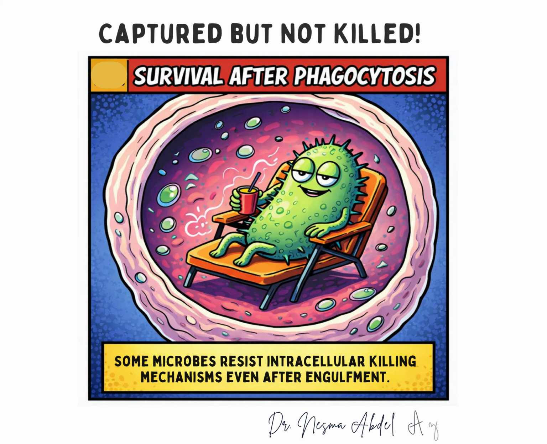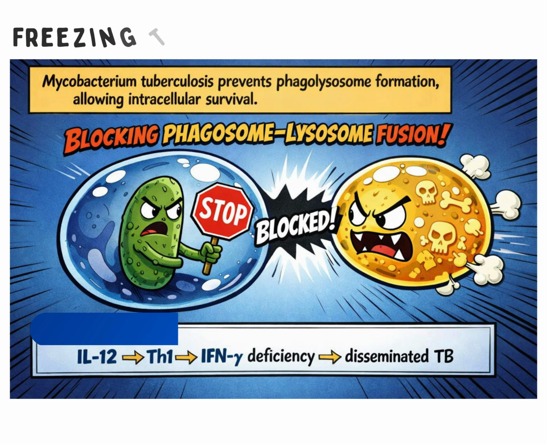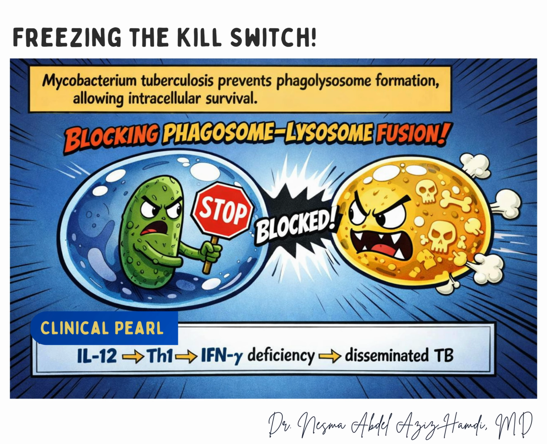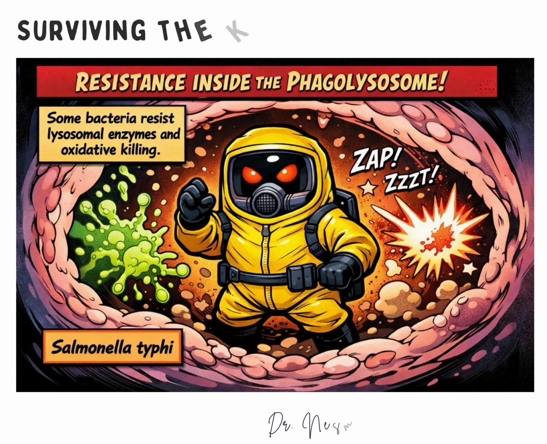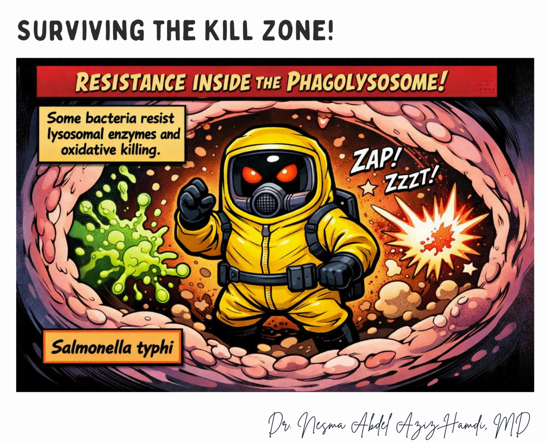Surprisingly, some microbes survive even after being engulfed by phagocytes, resisting intracellular killing mechanisms. Mycobacterium tuberculosis is an acid-fast bacillus that can prevent fusion of the phagosome with the lysosome, allowing intracellular survival. Clinically, defects in the interleukin-12 T helper 1 interferon gamma axis lead to severe, disseminated tuberculosis. Other bacteria, such as Salmonella typhi, can survive within the phagolysosome by resisting lysosomal enzymes and oxidative killing.